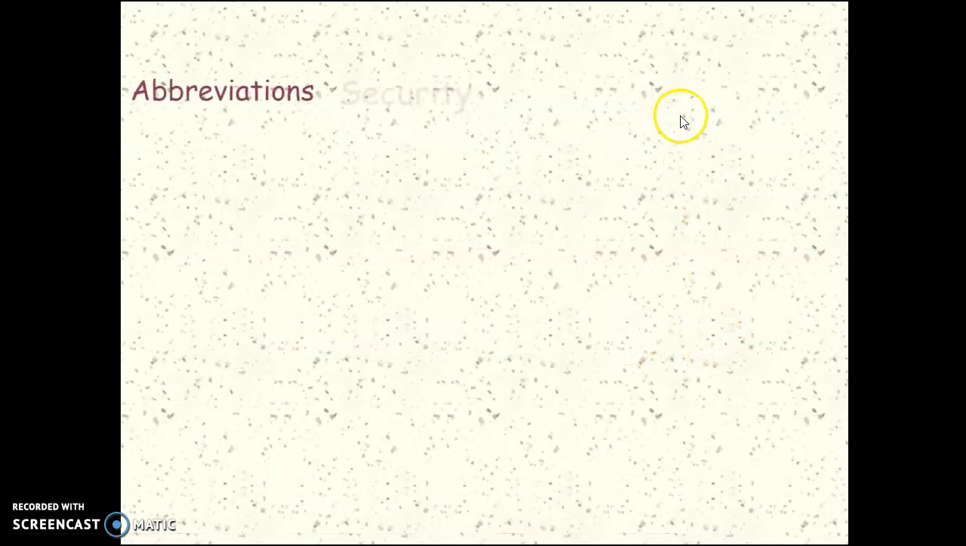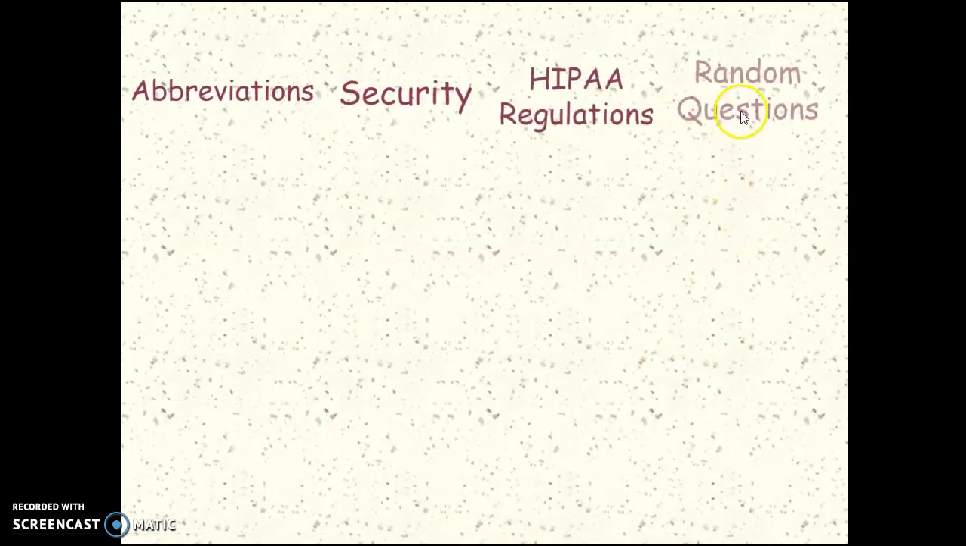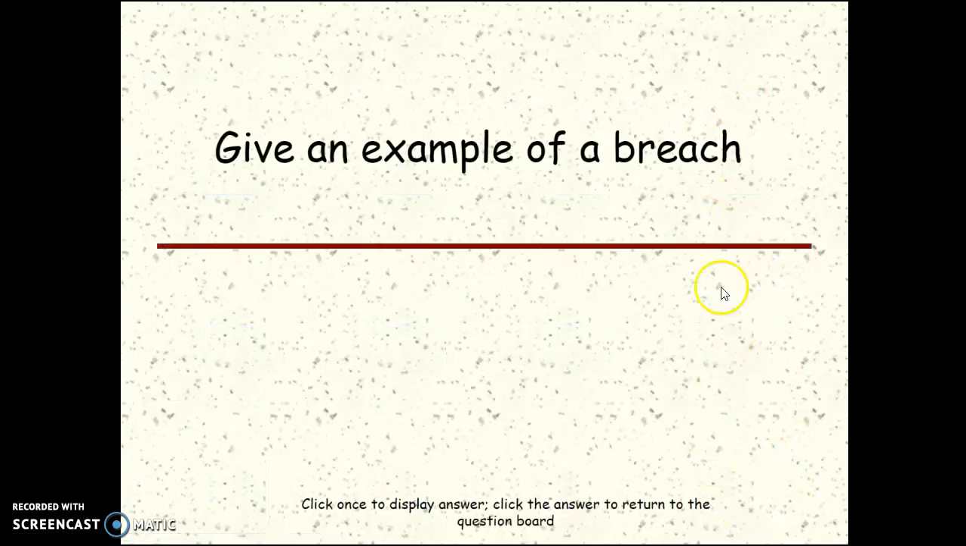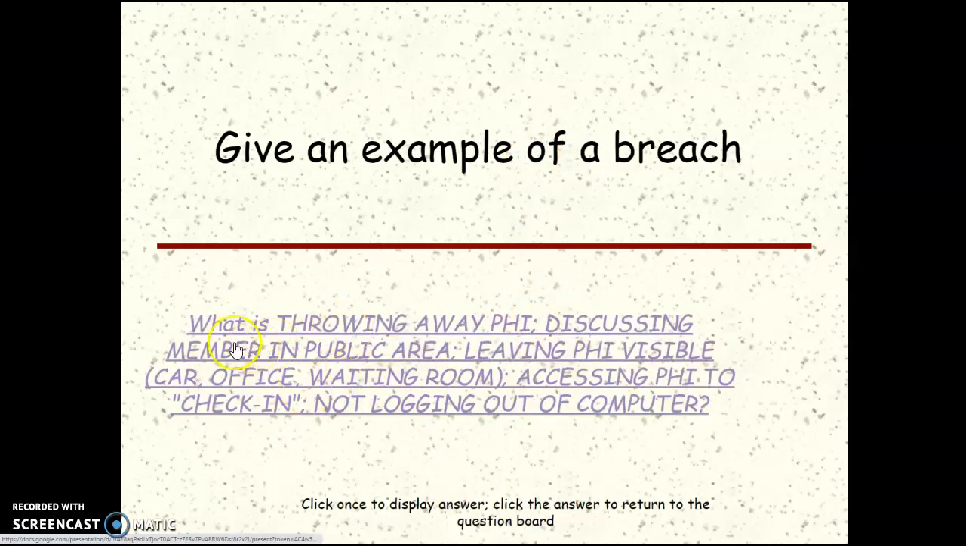And let's say you want a higher value total. Let's say you do random questions for 500. Give an example of a breach. They would give the example, and it could be possibly one of these answers right here. Or if they give another breach that's not listed, that can be appropriate as well. There's flexibility within the game, so it's just not one answer all the time. So there can be multiple ways of answering specific questions.